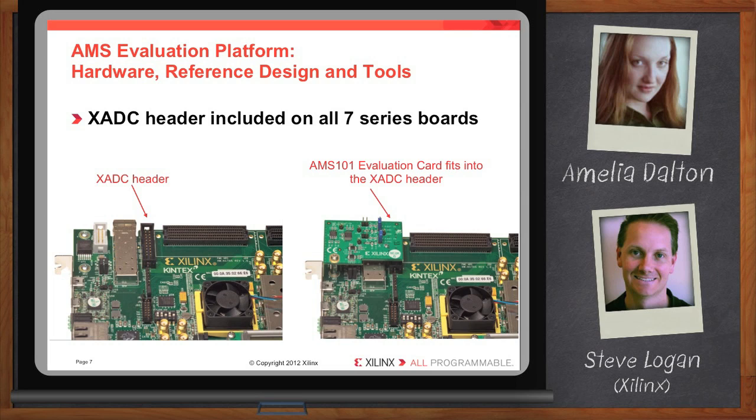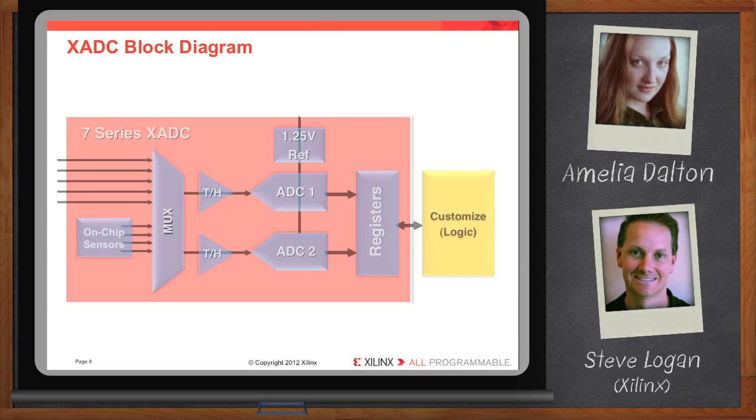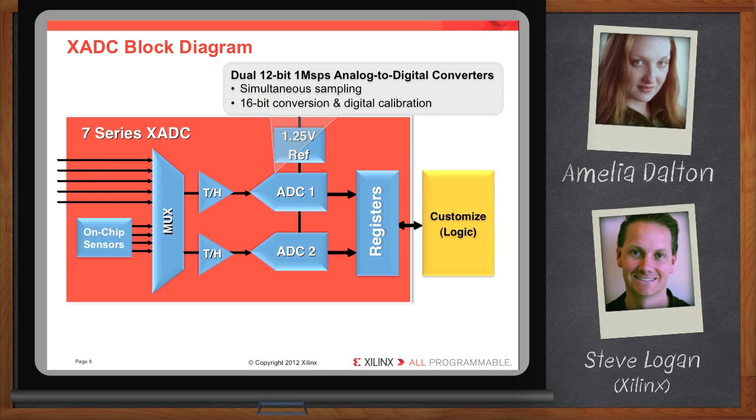So, Steve, you mentioned that under that fan, inside that FPGA, is some analog hardware. Tell me more about that. All right, so what we've got inside there is what we call our 7 Series XADC block. And you've got ADCs and on-chip sensors and voltage references. So you've got a dual 12-bit, 1 megasample per second analog to digital converter. You've got 2 of them in there so you can do simultaneous sampling. So applications like motor control and 3-phase power monitoring that need those analog signals simultaneously sampled, we can do.